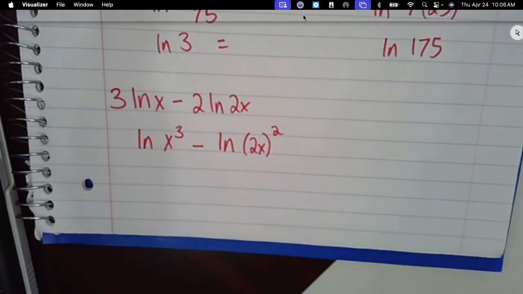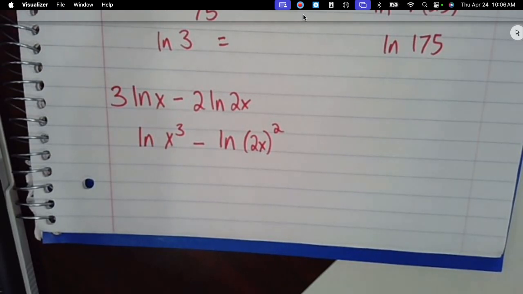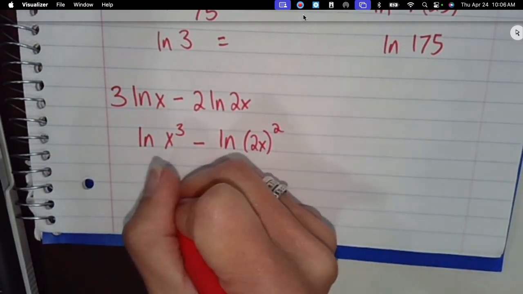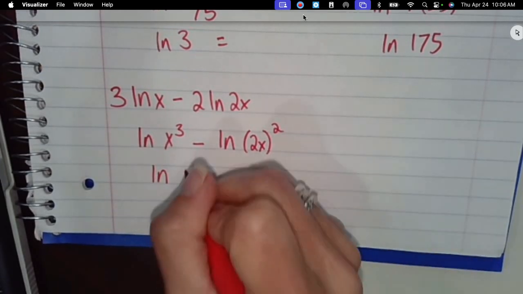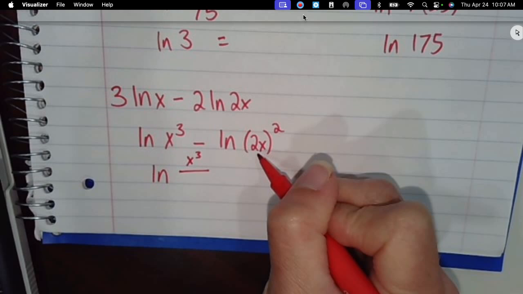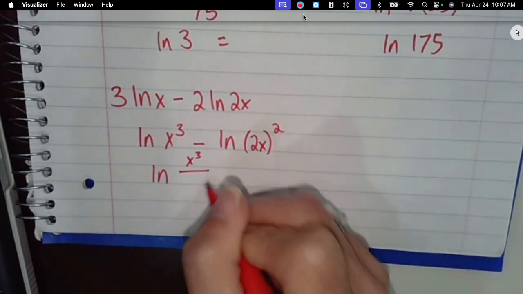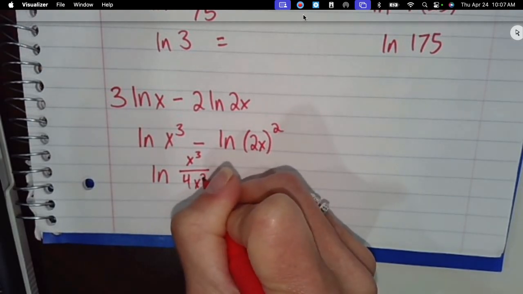Did y'all realize that? Would y'all have just put 2x squared? Yeah, y'all would have got that wrong. Because that square goes to both of them. All right? So now what do we do? Divide. Yeah, we're going to divide. So I've got the natural log. X to the third goes in the top. And what's 2 squared? What's 2 times 2? 4. And then x squared.